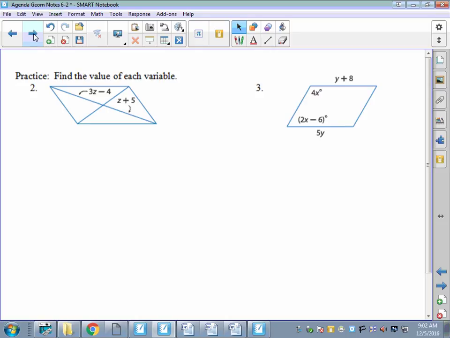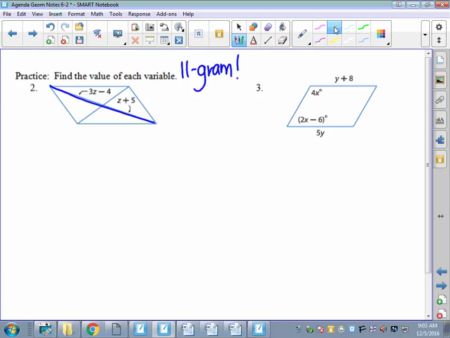Let's do 2 and 3. I think 2 and 3 are good ones. Actually, yeah. Number 2, I've got some Z information. And that Z information I noticed is on one of the diagonals. I should put in the directions that each one of these are parallelograms. Therefore, we can use our rules, any of those 6 things that we wrote in the table, which means that diagonals bisect each other. So I know that 3z minus 4 must be equal to z plus 5. I can easily solve this one and get a decimal for my answer.